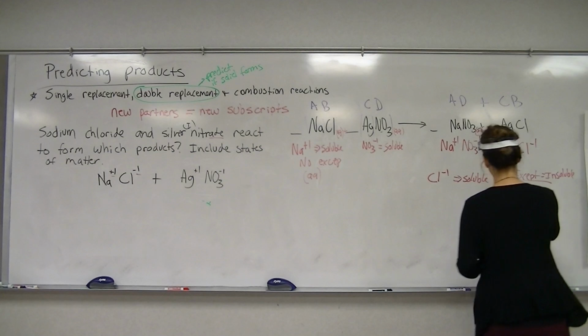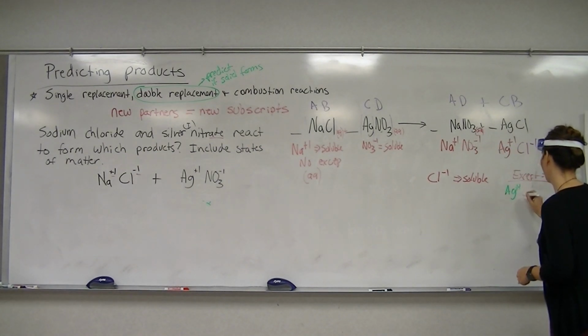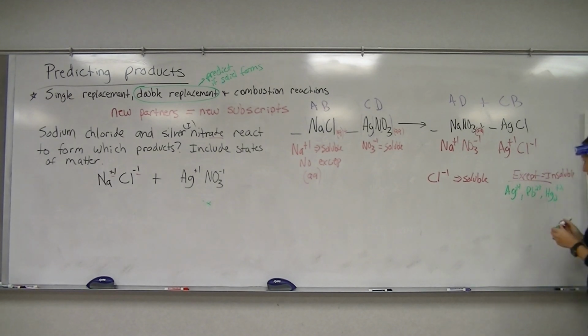I'm guessing silver's one of them? Ag plus, Pb 2 plus. Okay, it's those same ones. Yeah, the Hg2 2 plus. Okay, so these are the exceptions, meaning if chlorine's with one of these, it's going to be insoluble, and chlorine is with the silver. So insoluble means we're going to put an S here because it's a solid.